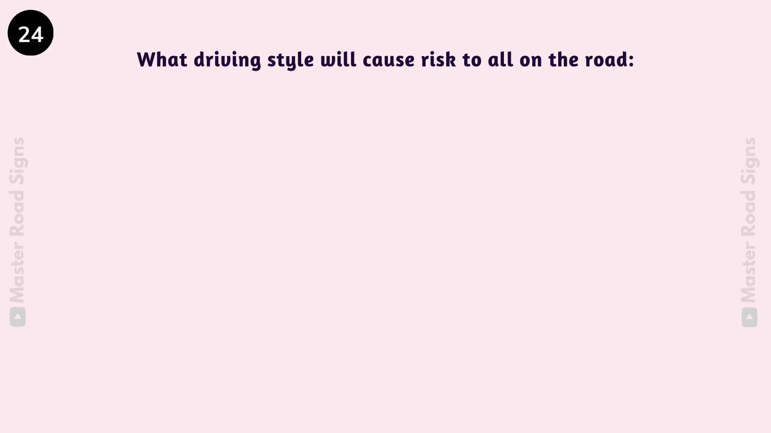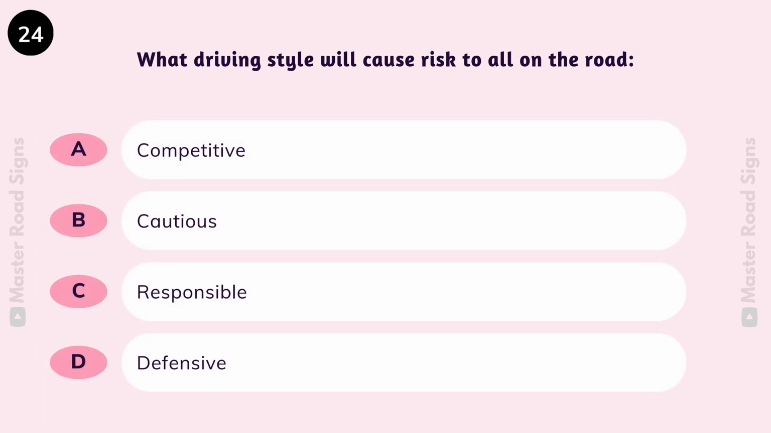Question 24. What driving style will cause risk to all on the road? A. Competitive. B. Cautious. C. Responsible. D. Defensive. The answer is A. Competitive.